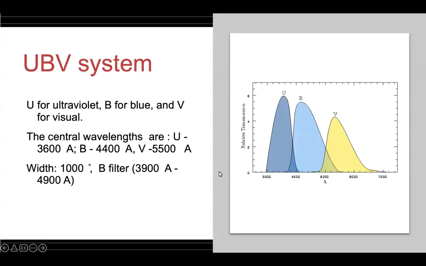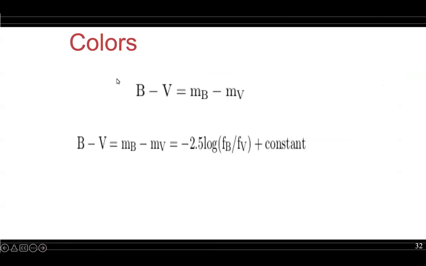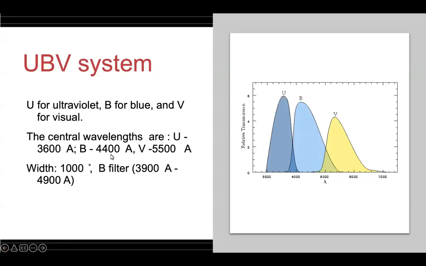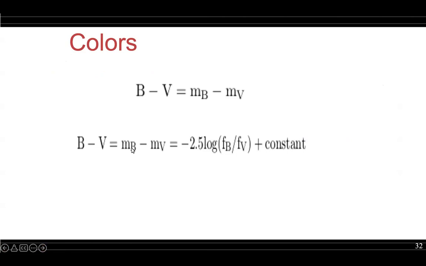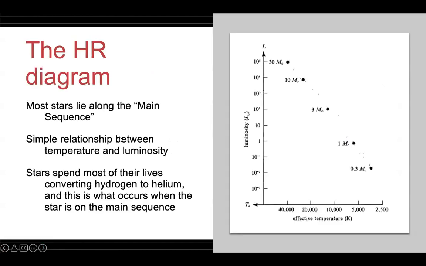If we take the difference in brightness in 2 filters, okay, that is what we call a color. So there is a B filter, which has a central wavelength of 4,400, and a V filter with 5,500. And if I take the brightness of the star B minus V, we call that color. So this is the magnitude in B minus the magnitude in V, which gives me that, right? So magnitude is the brightness scale which we use in astronomy.